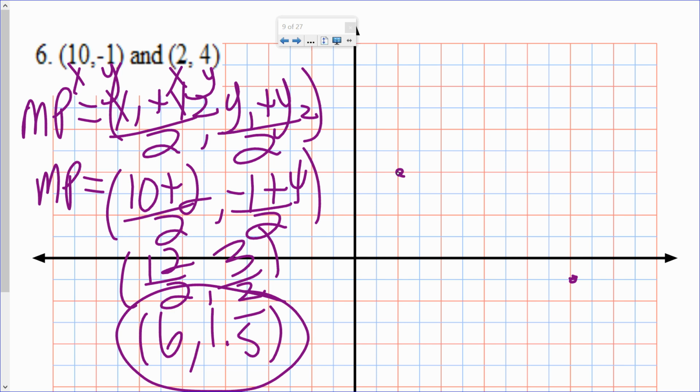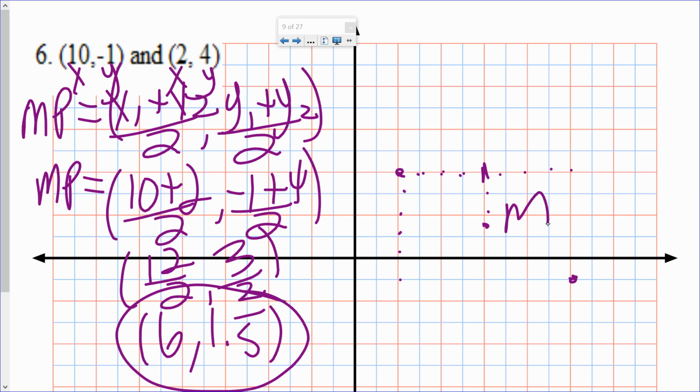So if you're doing this graphically, I'm going to go 1, 2, 3, 4, 5. Well, half of 5 would be 2.5. So 1, 2.5. I end up there, and that is 6, comma 1.5.